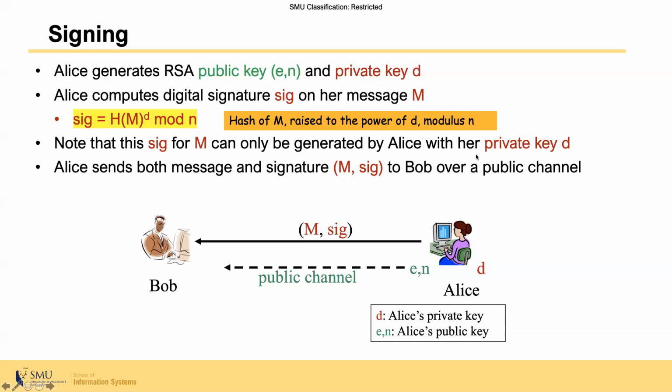Next, I will discuss the verification process. Before that, I have to explain one key important property of asymmetric cryptosystems to make things clearer.